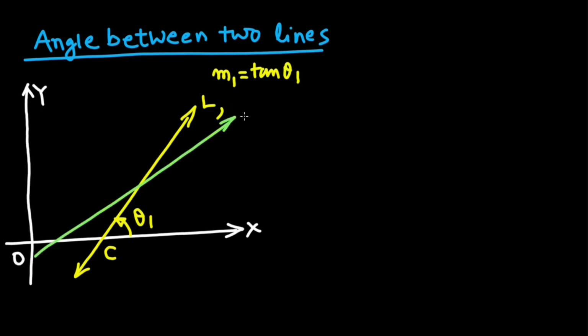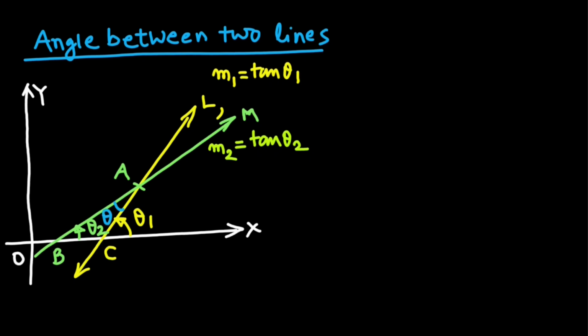Another line M cuts line L in point A and its inclination at point B on the x-axis is theta 2, so that slope of line M will be tan theta 2. We are going to find a formula to find angle between line L and M, which is this theta.